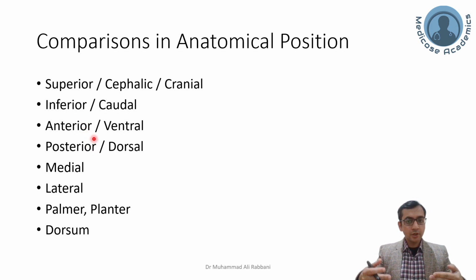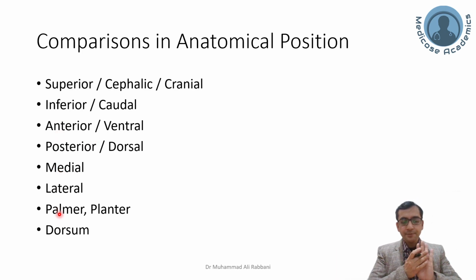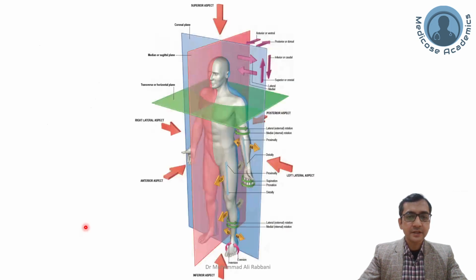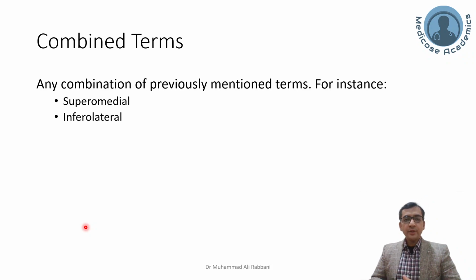In the coronal plane, away from the midline will be lateral, towards the midline will be medial. In the hand, towards the palm will be palmar, towards the back will be dorsum. In the foot, towards the sole will be plantar, towards the back will be dorsum. So these are the comparison of anatomical positions. A combination of these terms can be used. Any combination can be used.